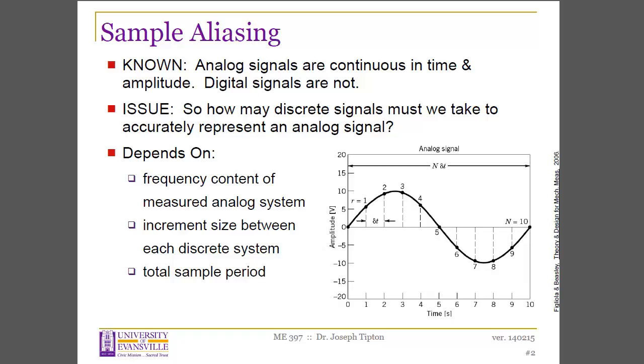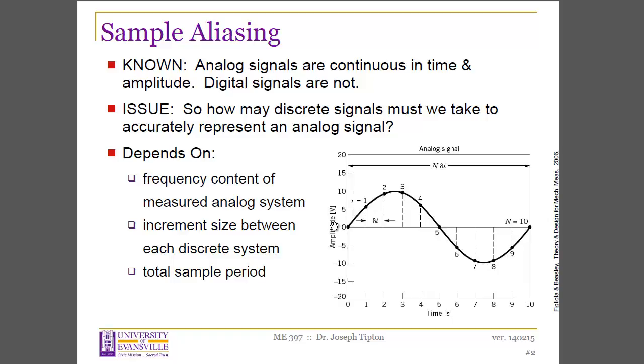So consider the known, where we understand that analog signals are continuous in time and amplitude. You can look on the screen here at this image. The solid black line would represent some sort of a continuous analog voltage signal. The issue is digital signals are not. Digital signals are discrete. We take one measurement at one instant in time. So how many discrete signals must we take to accurately represent an analog signal? What must that delta t be in between measurements to be able to accurately reproduce the signal?